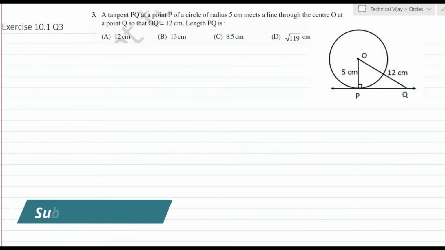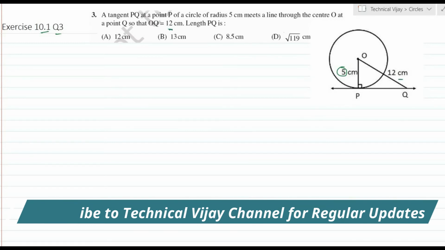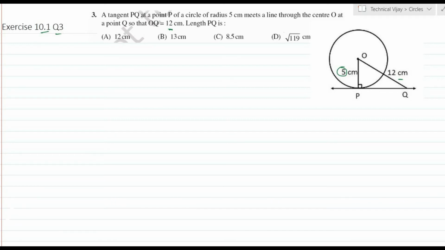So here, exercise 10.1, question number 3. A tangent PQ at a point P of a circle of radius 5 cm meets a line through the center O at a point Q, so that OQ is equal to 12 cm. So the radius of the circle is 5 cm, and OQ is equal to 12 cm. This tangent meets the line drawn from the center O to this point Q. So the length of PQ, this we have to find out.